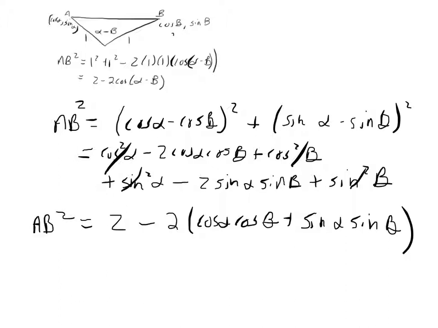So then we look and say, well, now wait a minute. We got an AB squared up here that turned out to be this, and we got an AB squared down here that turned out to be that. So let's set them both equal. We'll go to a new slide to do that.